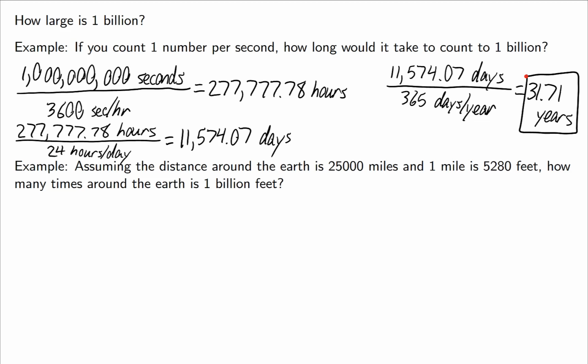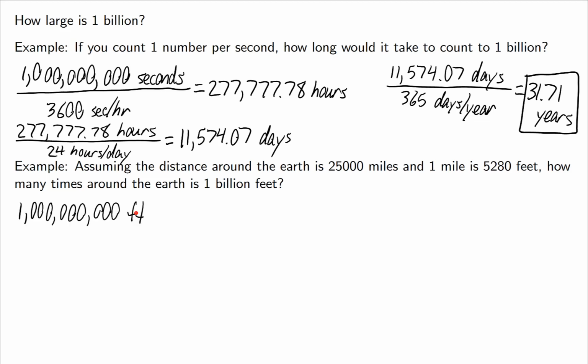Here's another interesting question. Assuming the distance around the Earth is 25,000 miles, and 1 mile is 5,280 feet, let's figure out how many times we could go around the Earth if we did 1 billion feet. You can kind of imagine this as going heel-toe, heel-toe, heel-toe, making small little steps, and doing that 1 billion times, and assuming you could somehow do that across water and that sort of thing. We're curious to find out how many times we would go around the Earth if we did this.